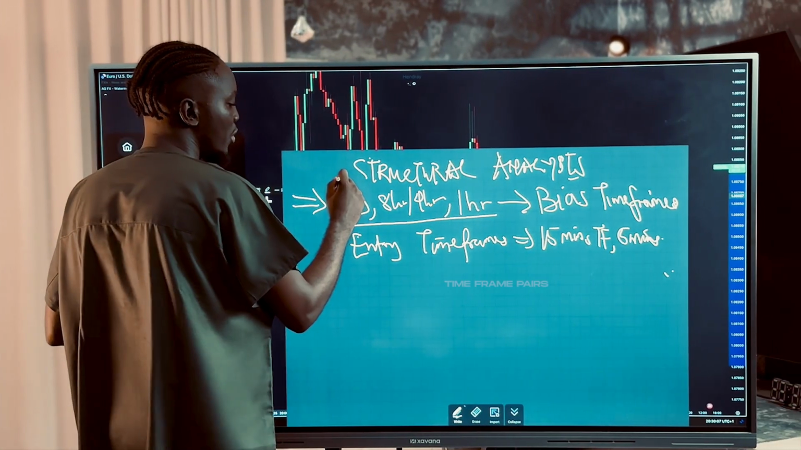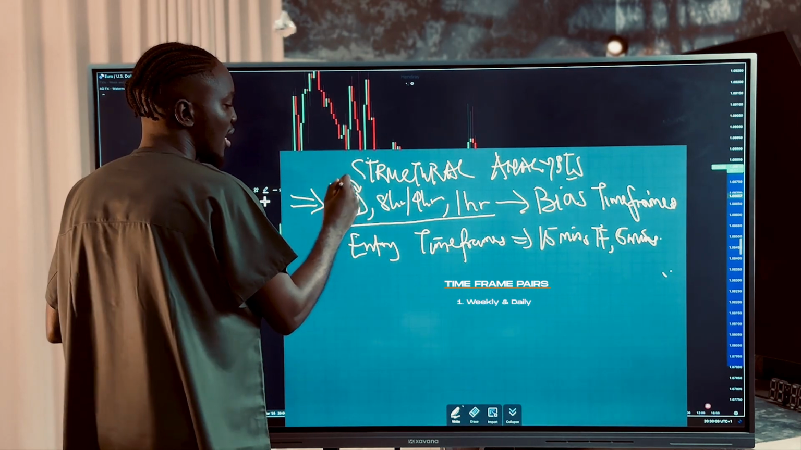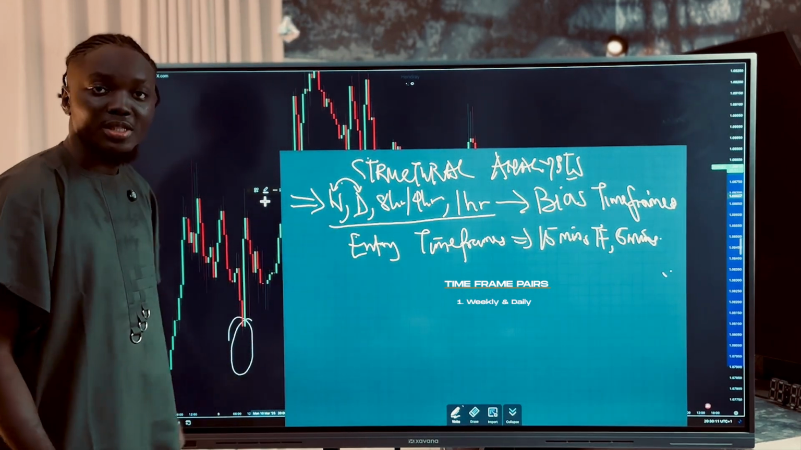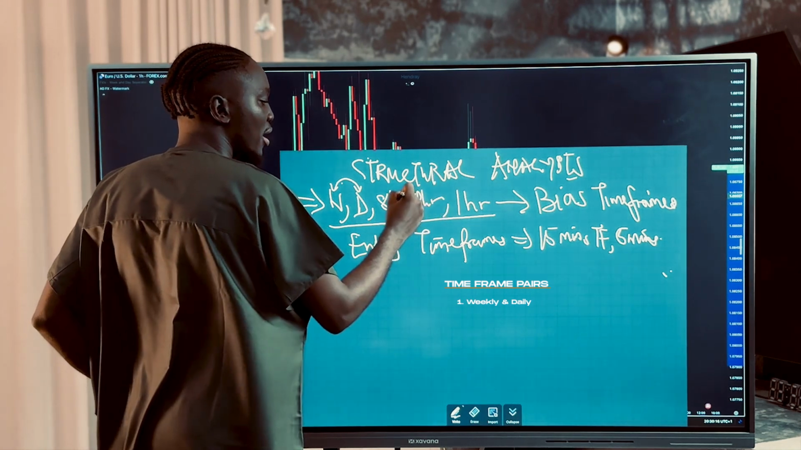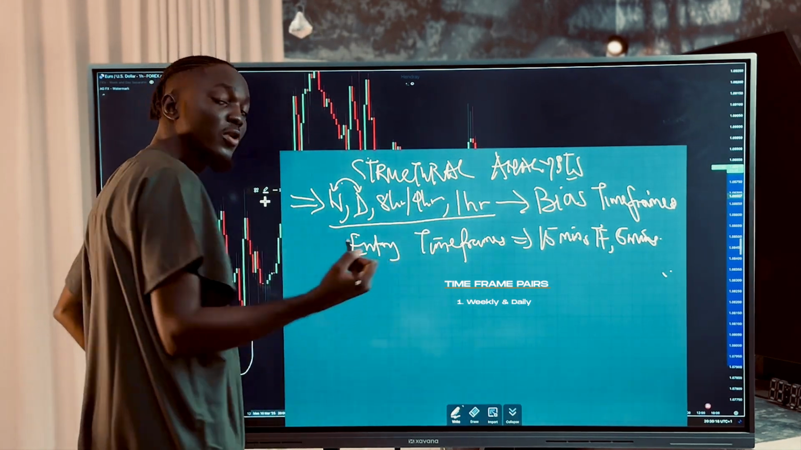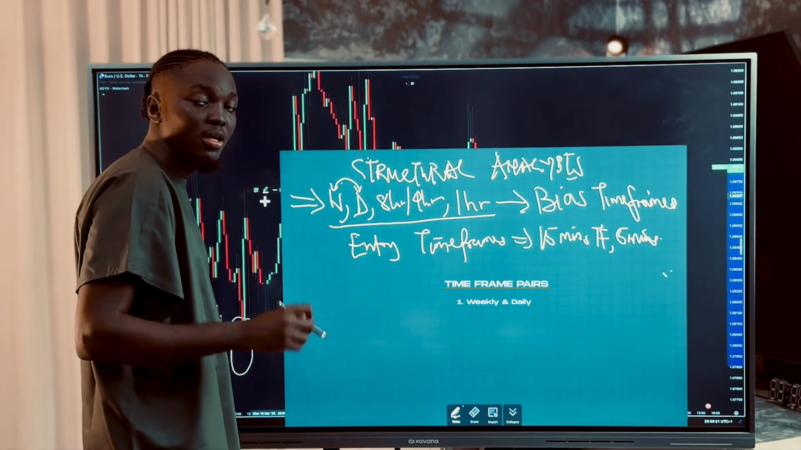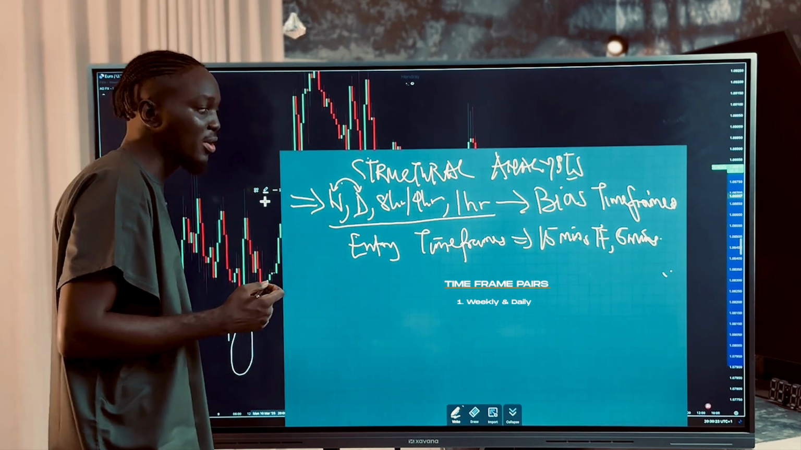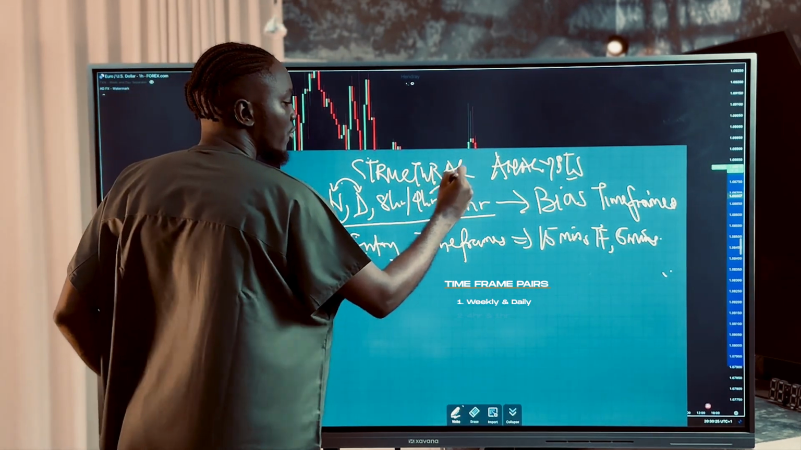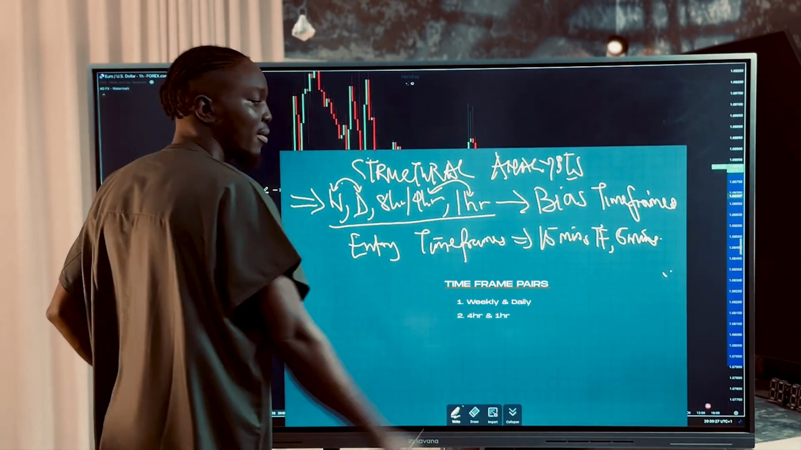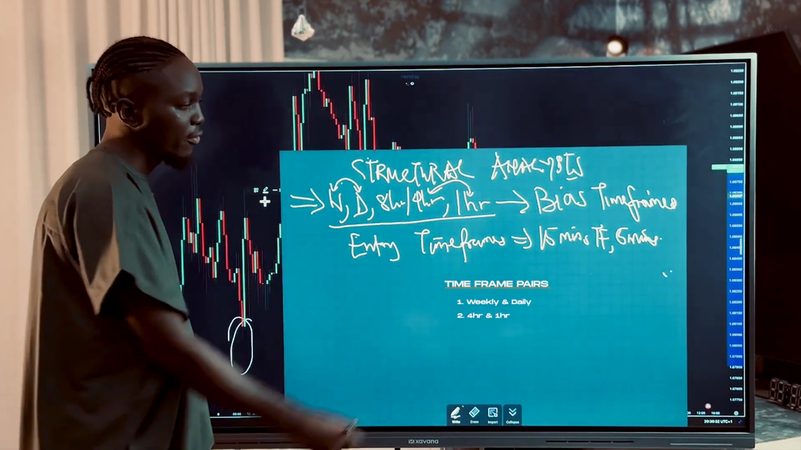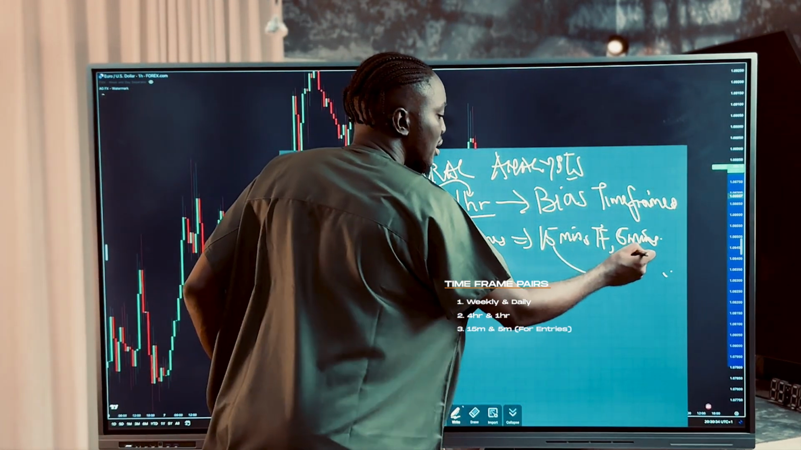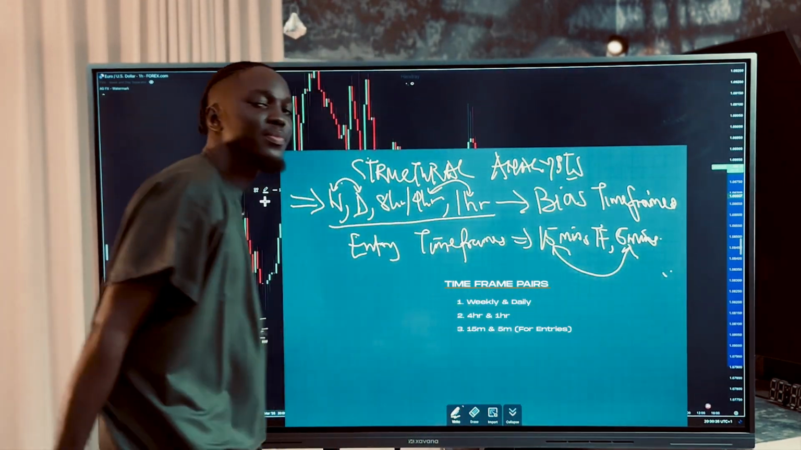I will use weekly and daily as a pair for the long-term bias time frame. Then I will use 4 hour and 1 hour. I will use 4 hour because 4 hour is very common among you guys. So I will use 4 hour and 1 hour as the second pair. And of course, 15 minutes and 5 minutes as our entry time frame pair.